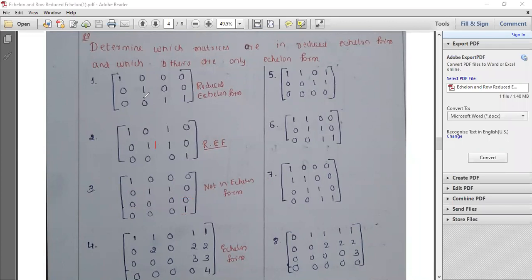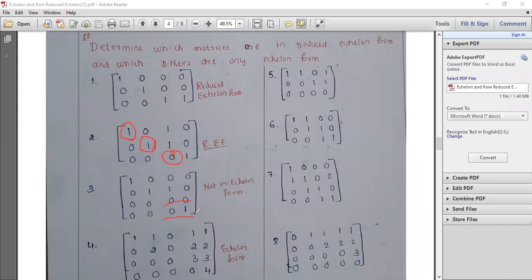See, this is not a square matrix. This is a 4 cross 3 matrix. So this is one leading entry, and this is the second leading entry. In this third, it was 0. Then what I said, you have to go to the next column, but it is in the same row, right? Understanding? But here it is not in the same row. Here it is in the next row.